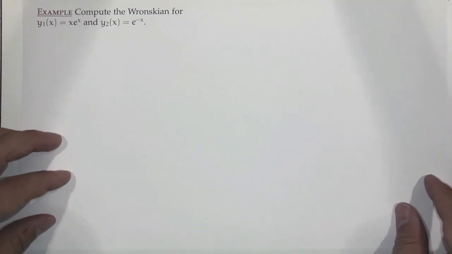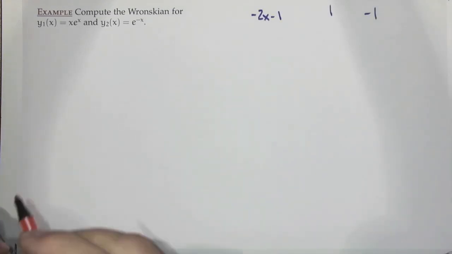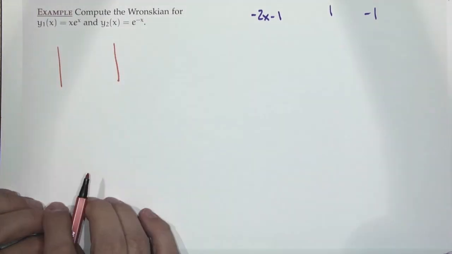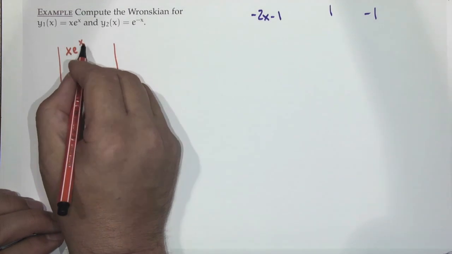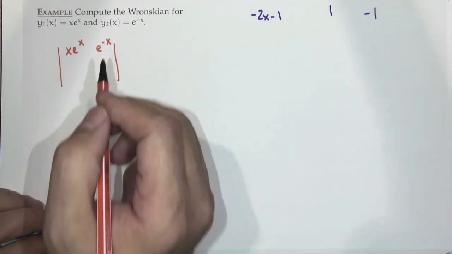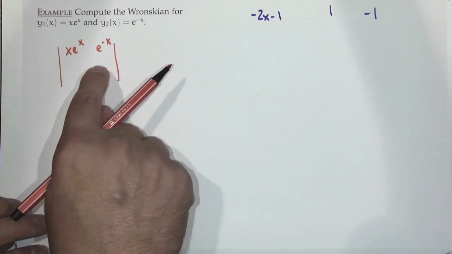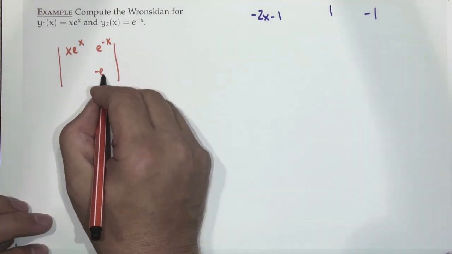All right, compute the Wronskian for x e to the x and e to the negative x. When we're doing the Wronskian, what do we do? Well, we set up a matrix. We fill it in. The first row is just copying. We don't even have to think about this. This is the great thing. Not that we don't think, but just sort of like the process works itself. All right, we'll start with the derivative of e to the negative x, as that probably is quicker. Derivative of e to the negative x? Negative e to the negative x.